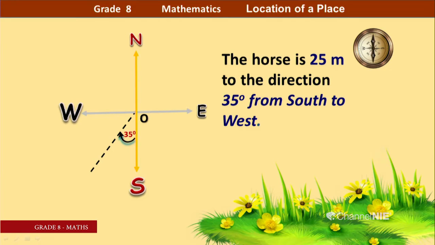Yes, 35 degrees. The distance now is 25 meters. So, we can exactly find the horse if we walk along 25 meters in the direction 35 degrees from south to west. Here we go, this is the horse. So, for the location, we should mention direction and the distance both.